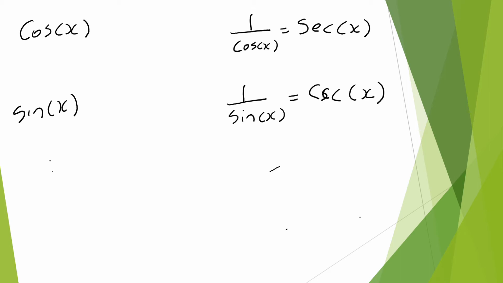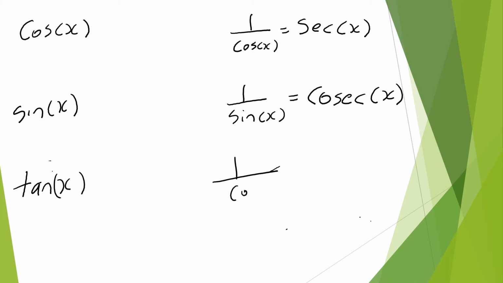And the other one, well, I'll write the full word, cosec, is better. Cosec. And the reciprocal of tan was 1 over tan, and it's called cot x.